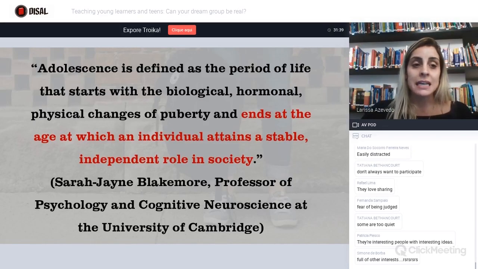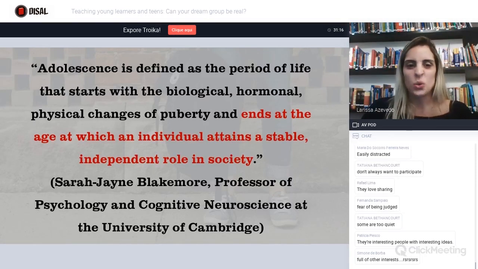Sarah Jane Blakemore says that adolescence is defined as the period of life that starts with the biological, hormonal, physical changes of puberty, and it ends at the age at which an individual attains a stable, independent role in society. So this is a very strong statement. When exactly do we have this stable, independent role in society?